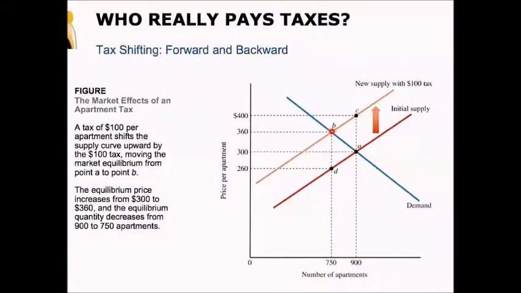While the price is $360, how much are apartment owners actually going to receive? They get $360 in rent, but they have to pay the $100 tax, so their net receipt is $260. So they're going to get $40 less than they did with the market equilibrium without the tax. And so consumers pay $60 of the tax, producers pay $40 of the tax. That's who pays the taxes. Taxes shifted forward to consumers and backward to producers.